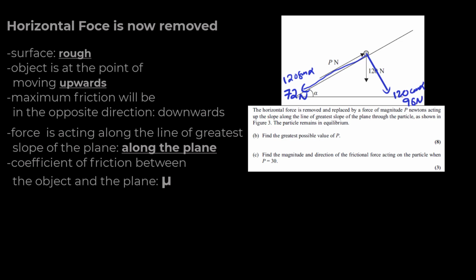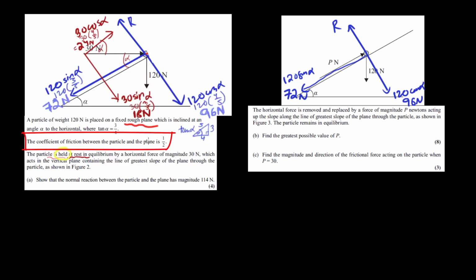Now the reaction is not going to be the same, because we know that the reaction force changes every time any force is changing. So the reaction force will always change. Then friction is going to be the same, because friction is the quality of the surface. So mu is 0.5, the value of mu is going to be the same.